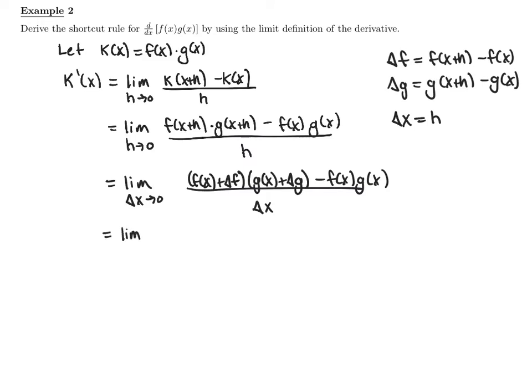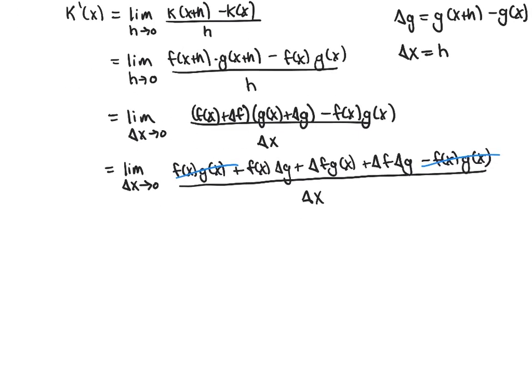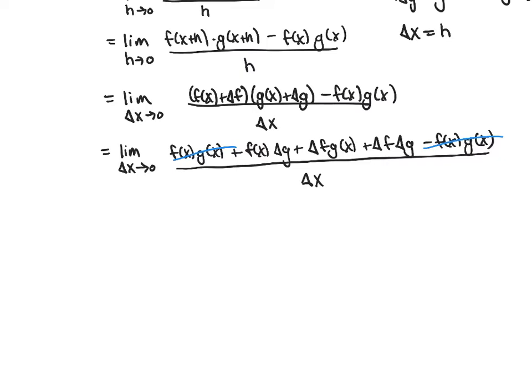I'm going to go ahead and FOIL out that first factor in the numerator. And so I have f of x, g of x, plus f of x delta g, plus delta f, g of x, plus delta f delta g minus f of x, g of x, all over delta x. The f of x g of x cancels, and now we're going to do a little bit of clever algebra and factoring.